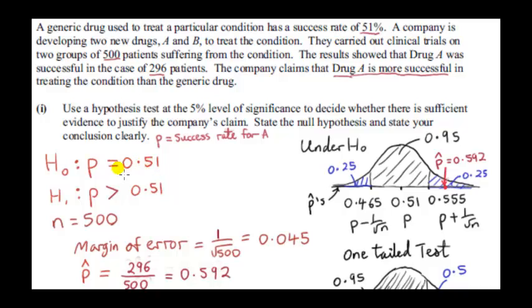The null hypothesis is that drug A is no different than our generic drug, which has a success rate of 51%. So the null hypothesis is that P is just 0.51. Now our alternative hypothesis is that drug A is more successful. So in this case, our alternative hypothesis is that P is greater than 0.51.